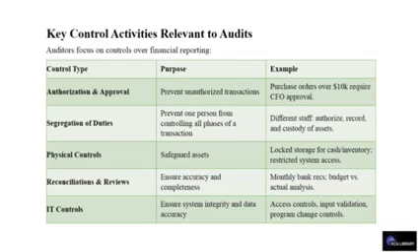Another is reconciliation and review, and the purpose of this is to ensure accuracy and completeness. An example of this is a monthly bank reconciliation, and also budget versus actual analysis. Another is IT control, and the purpose of this is to ensure system integrity and data accuracy. Examples are access control, input validation, and program change control.